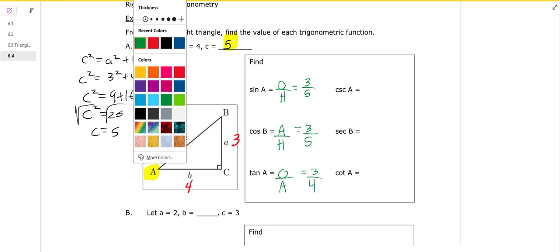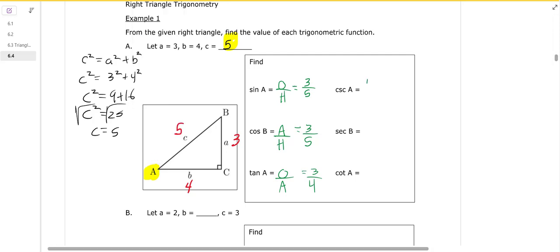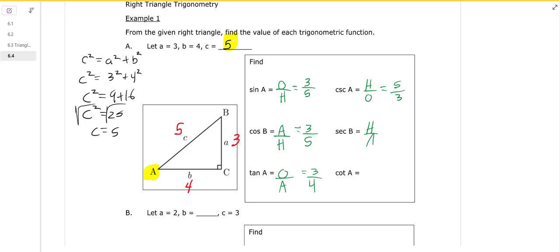Now the rest of them you can do reciprocals on. The cosecant is hypotenuse over opposite, so it would be 5/3. The secant is hypotenuse over adjacent, so it would be 5/3. And then the cotangent is adjacent over opposite. It's the reciprocal of the tangent, so that would be 4/3 like that.